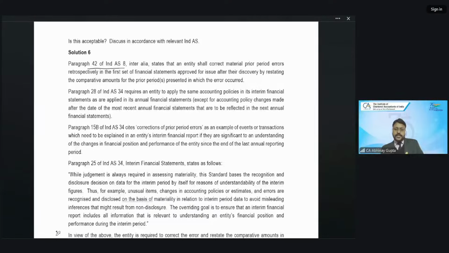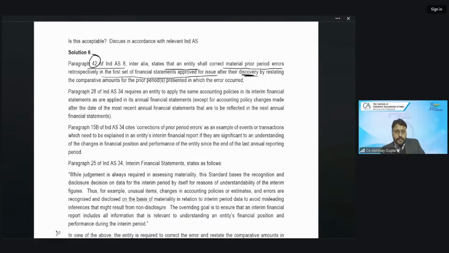So paragraph 42 of Ind AS 8 inter alia states that an entity shall correct the material prior period errors retrospectively in the first set of financial statements approved for issue after the discovery of the error, right? So as and when the error is discovered, whatever period financial statements are produced thereafter have to give effect to this error correction. That's what para 42 of Ind AS 8 says. It mandates that you need to do the correction of errors in the first set of financial statements produced after the discovery of the error, irrespective of whether that financial statement is interim or annual, doesn't matter.